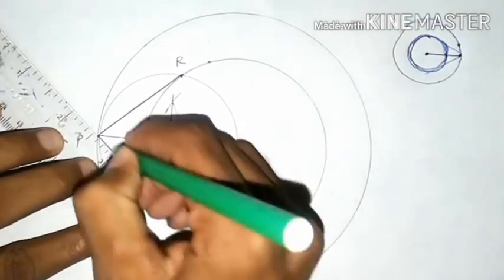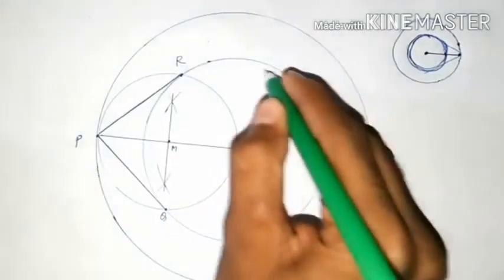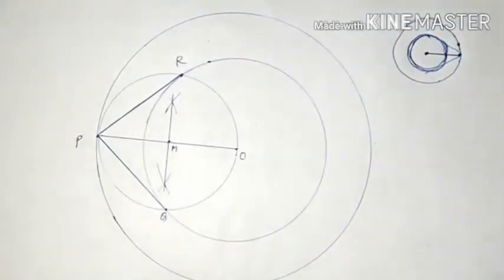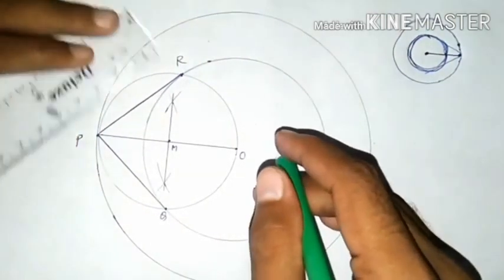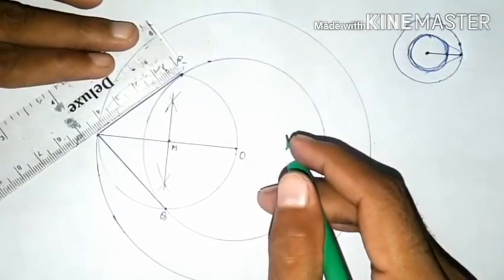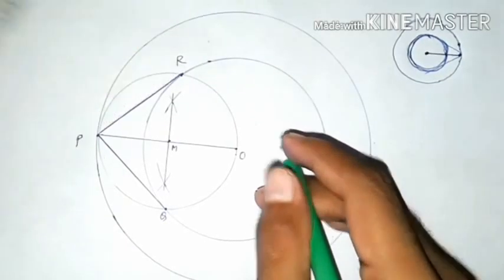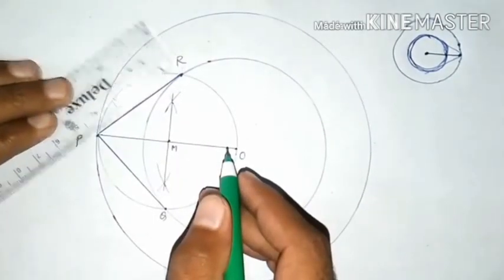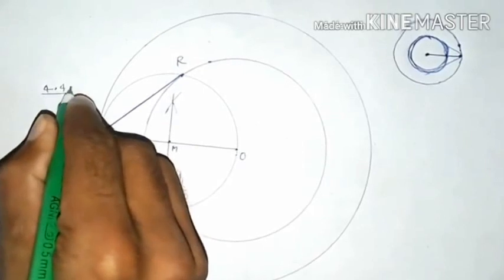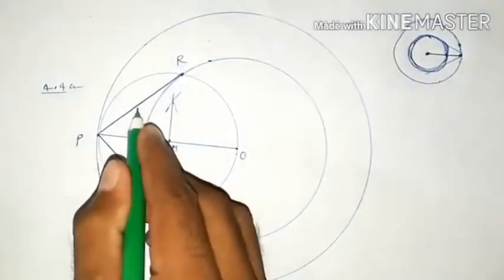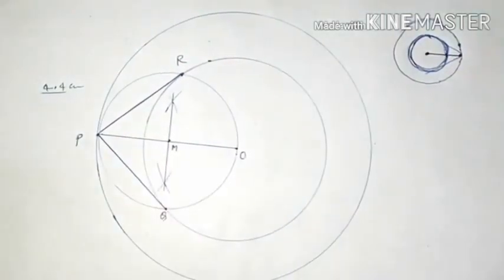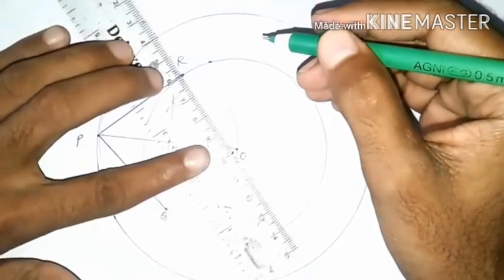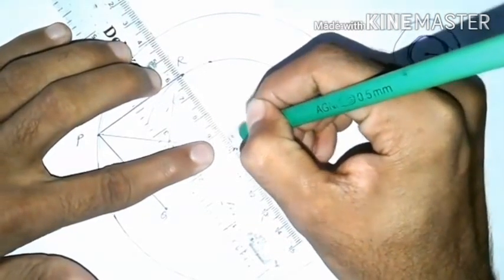I'm darkening it, but from the examination point of view, pencil drawing is enough. So PR and PQ are the required tangents. Now we have to measure the length of PR. Use your ruler and measure. You may get the measurement as 4.4. Sometimes you may get it as 4.5 also. So it's not a problem. Now for verification purpose, join O and R.